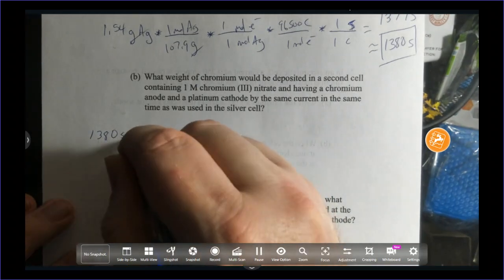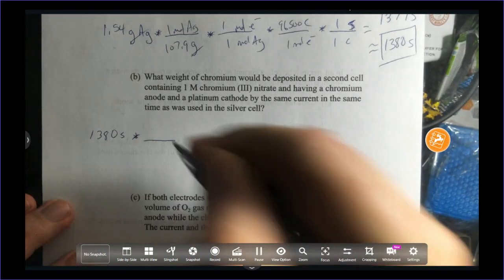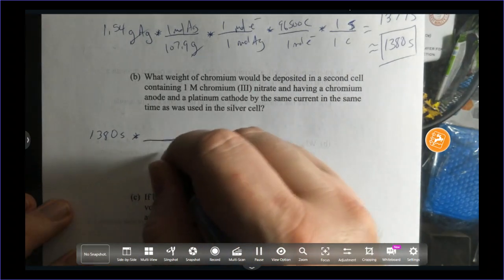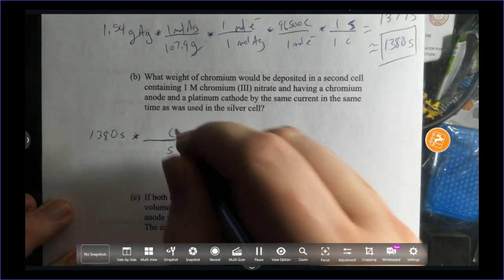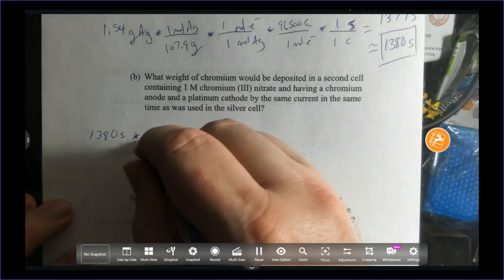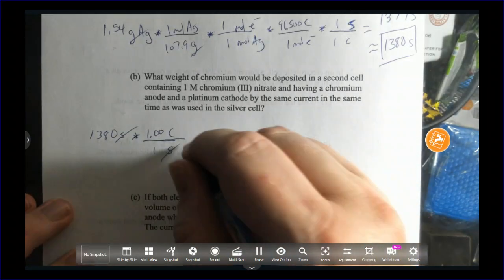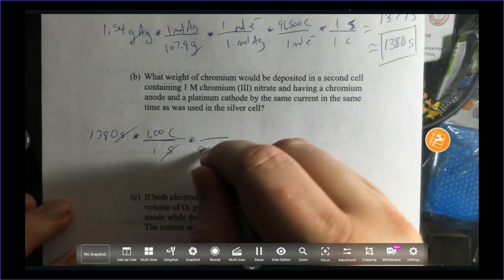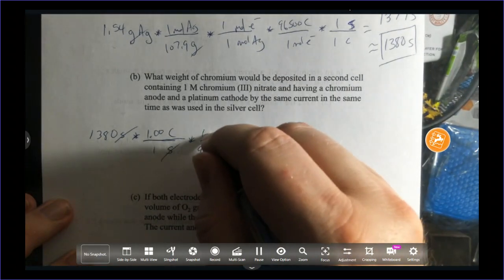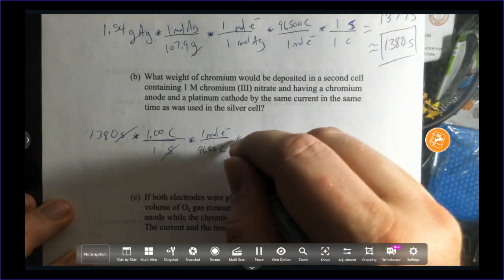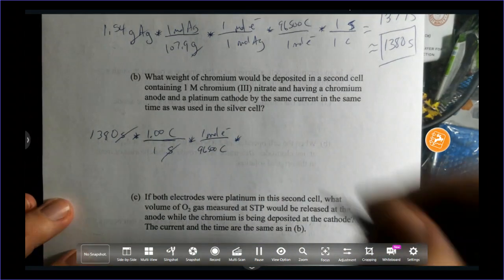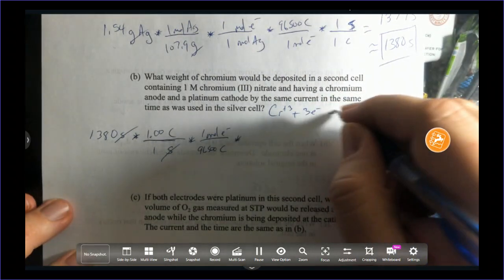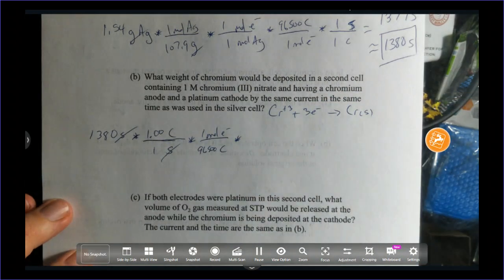1380 seconds. So we're starting from the other end here because we know the time now. So let's put that current in there. This is going to be coulombs per second. 1 coulomb per second. And now it just means Faraday's constant is going to flip over. Coulombs per mole of electron. And now we need to know this reaction. This is chromium-3. So this will take 3 electrons to plate out.